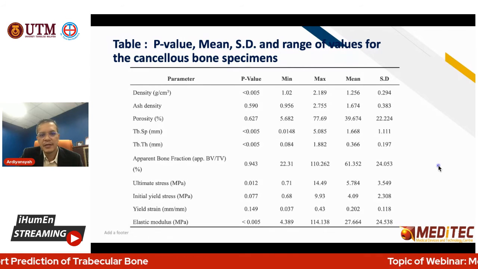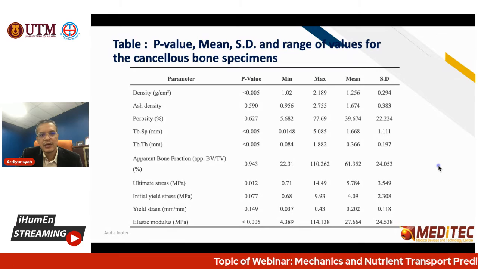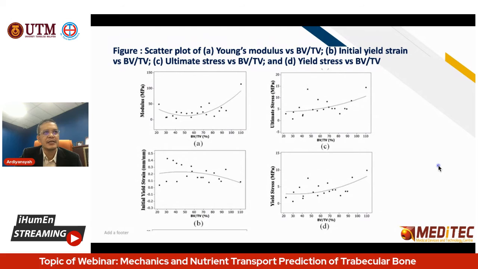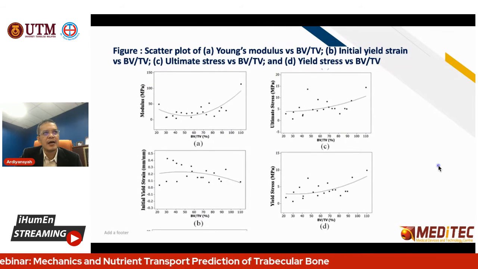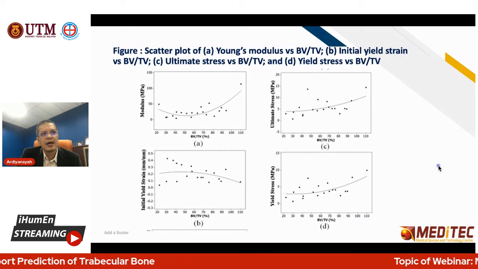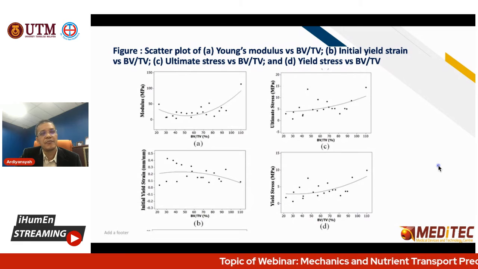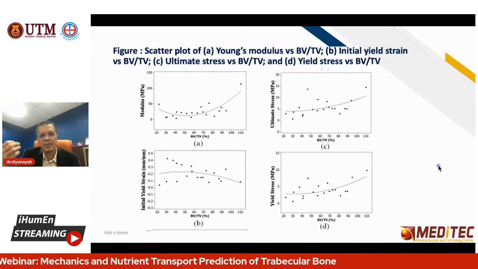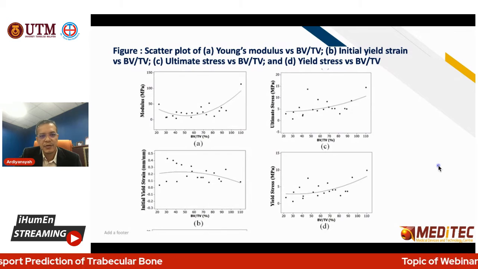the effect of the mechanical properties due to the microarchitecture of cancellous bone. Okay, let's say like this. We can check how modulus is affected by the volume fraction. From the analysis, the volume fraction actually affects more in terms of the mechanical properties of trabecular bone.